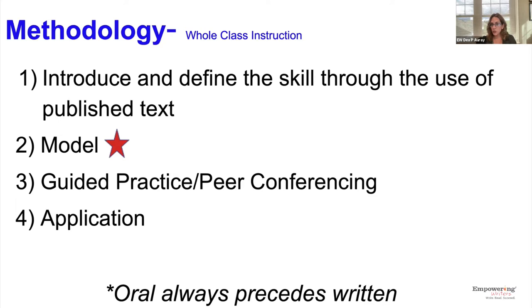After we introduce the skill and show examples in literature, the next thing we do is model that skill. That means we are talking out loud as the author, asking productive questions, looking for language, thinking about the kind of language authors would use, and modeling the writing process for our students. That modeling part has a star because it is single-handedly the most important part of teaching writing: being able to model the process for students.